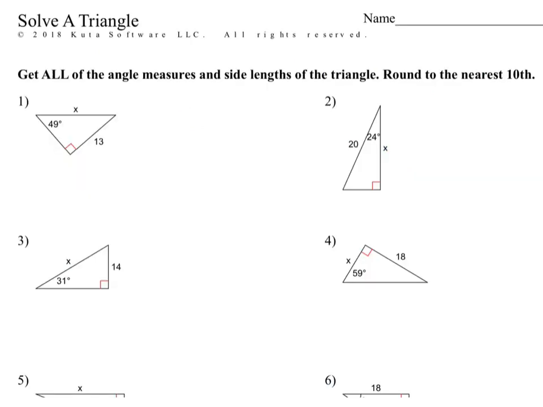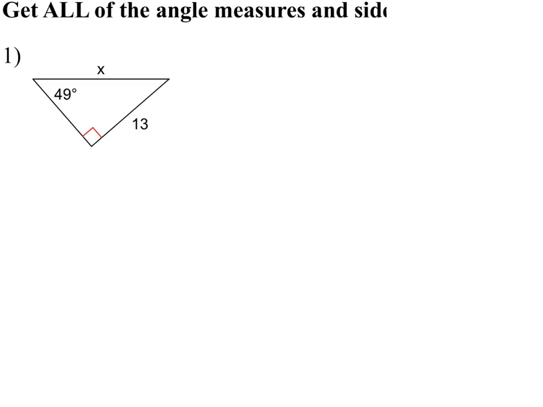So on your review assignment, which is an assignment due in class called Solve a Triangle, you're solving a triangle, which is getting all the angle measures and all the side lengths. So let's start here by getting all the angles.